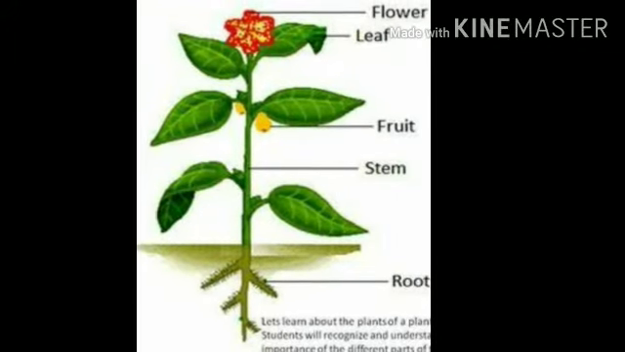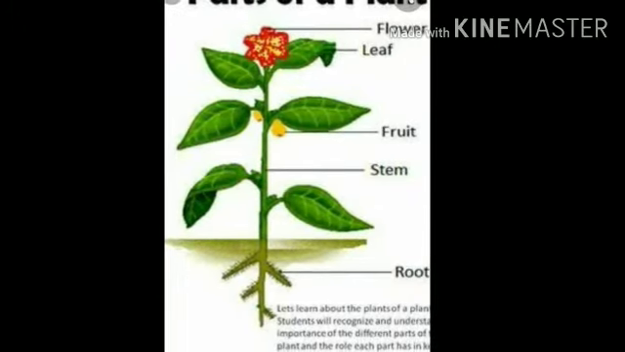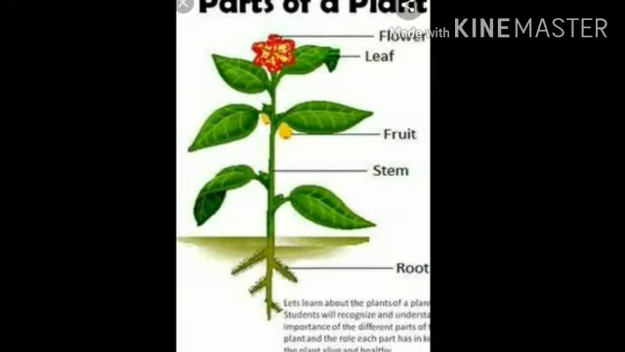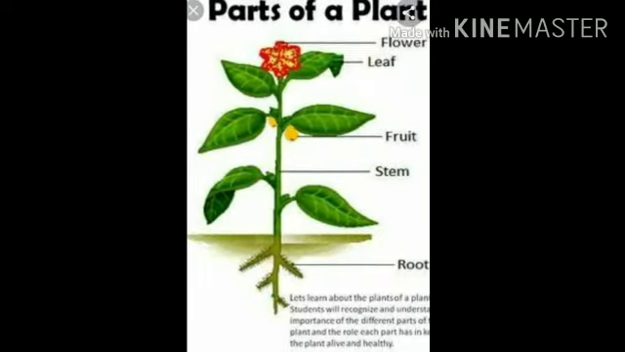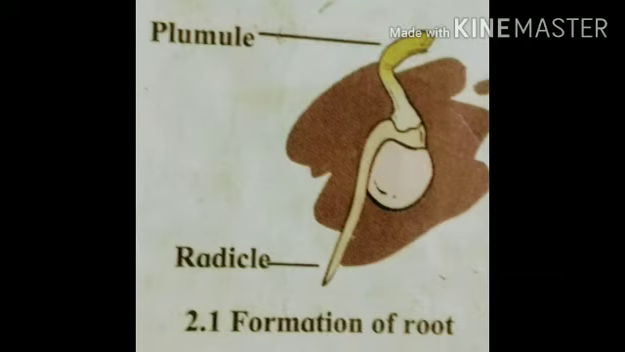Children, carefully observe this picture. With this picture, you can easily understand how the parts of the plant are divided. Now we will see formation of the root. Children, observe this picture carefully. In this picture, we are seeing two parts. The first part, the lower one, is radicle and the upper one is plumule.